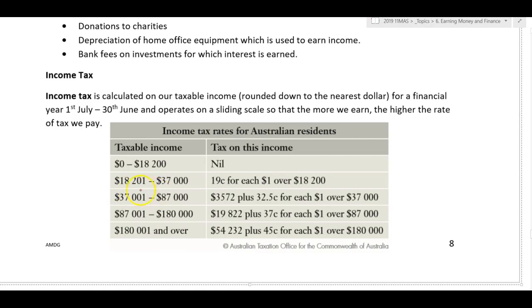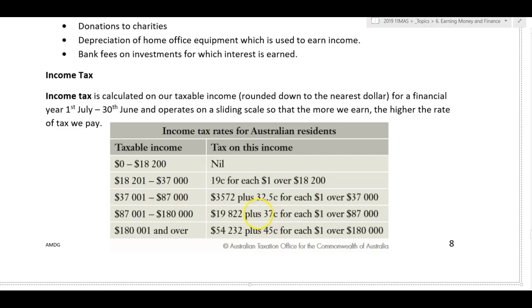Now you'll see that if I earn above that amount, but less than $37,000, I pay 19 cents in the dollar for everything over the tax-free threshold, and gradually it goes up to 45 cents in the dollar for any dollar over $180,000 that you earn. The part of your taxable income that is below each of these thresholds is taxed at the lower rate. So no one pays a total amount of 45 cents. No one pays 45% income tax. If they earned a very, very large amount, in the millions, then they might approach this, as these amounts less than $180,000 become a fairly insignificant part of their income.